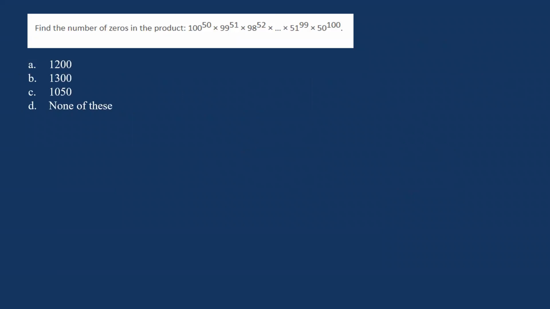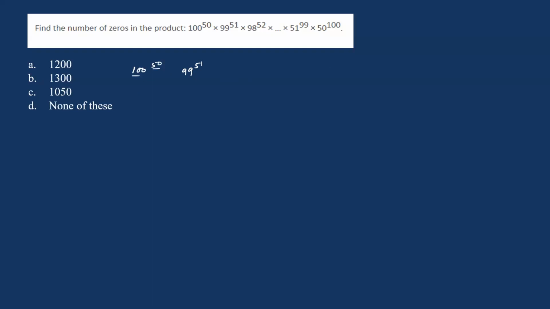Clear? Find the number of zeros at the end of the product. So if you observe, this is 50 to the power 100. The base plus the power should be equal to 150 here. The next value is 99 to the power 51. 99 plus 51 is 150. That helps give us an idea.